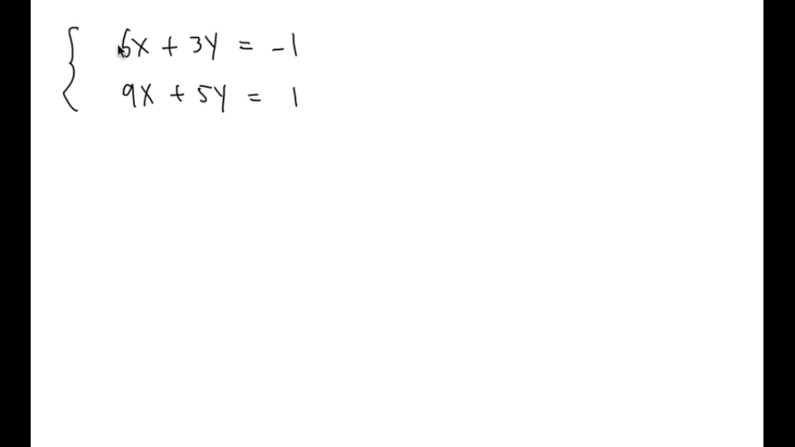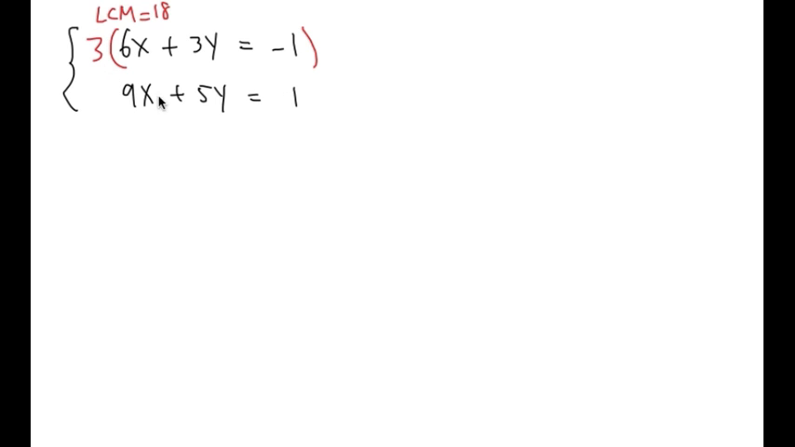What we're going to do is look for the LCM, the lowest common multiple of 6 and 9. And that's going to be 18. This is my target number. I want to think about how can I make 6x into 18x. Well, 6 goes into 18 3 times, so I'm going to multiply the first equation by 3.